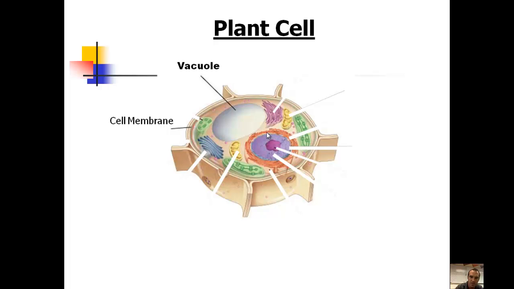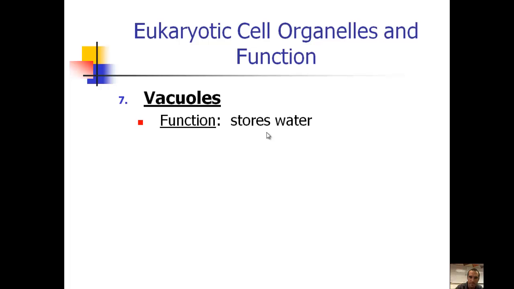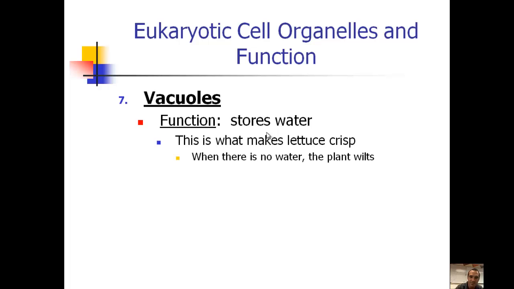First one, so there is a vacuole, a small vacuole in an animal cell, but a plant's got a large central vacuole. So let's look at that. It would be a storage place for water and nutrients in the cell. This is what makes lettuce crisp. If there's no water source for the plant, it's going to wilt.